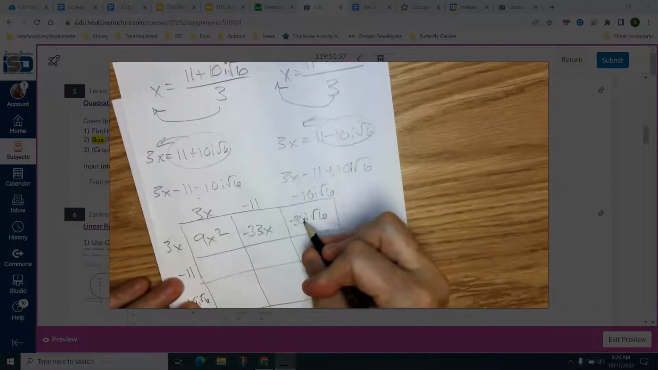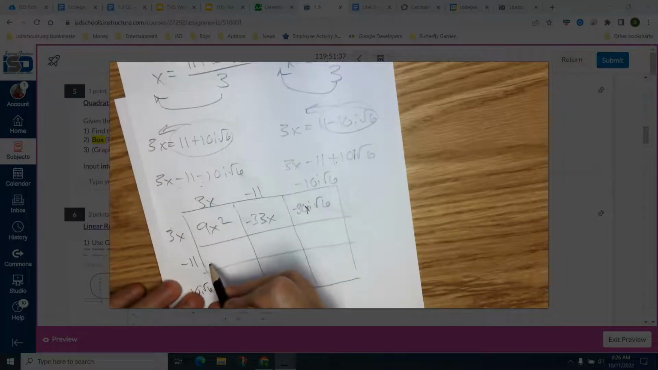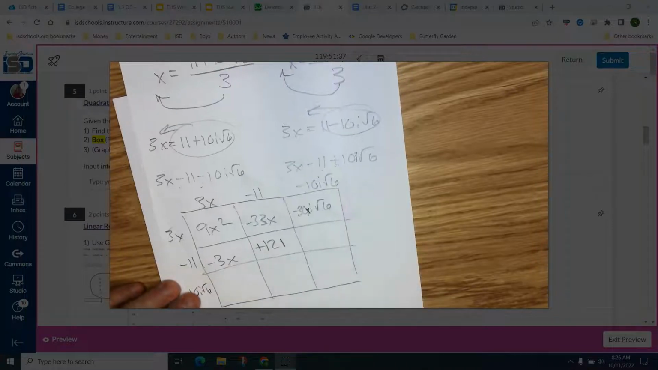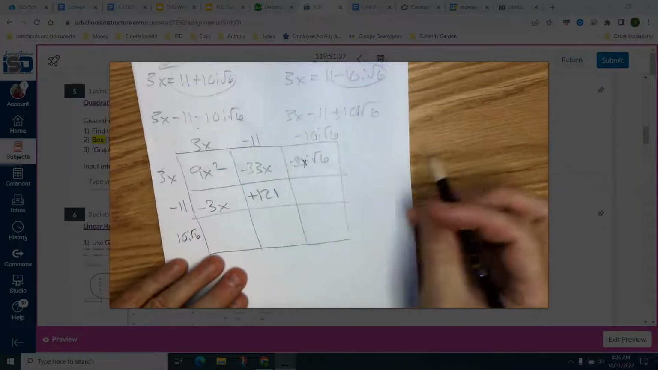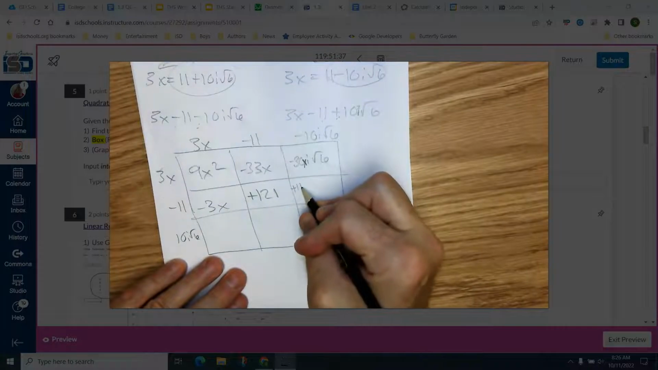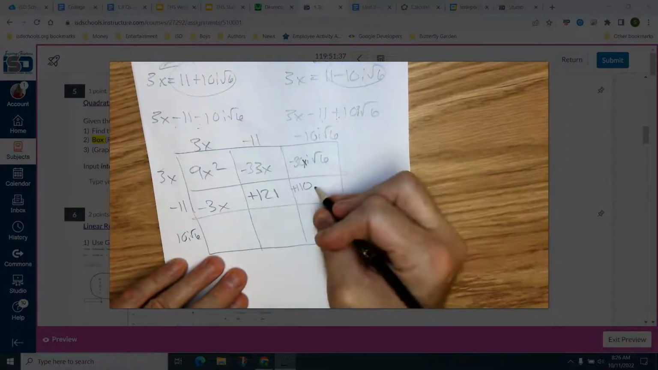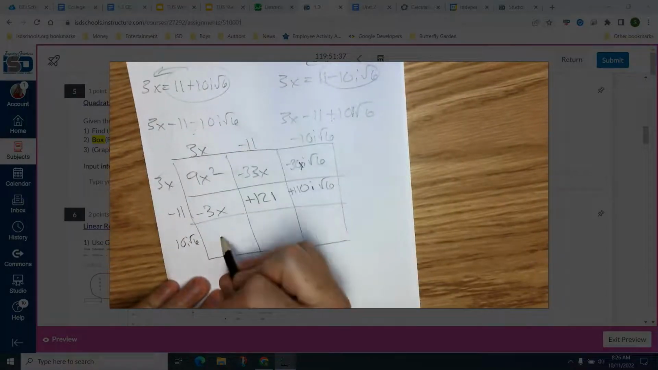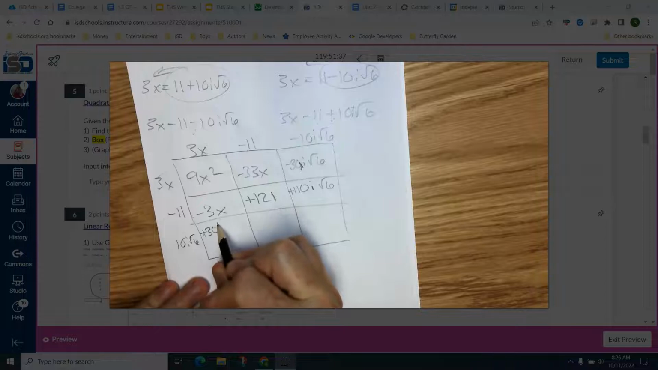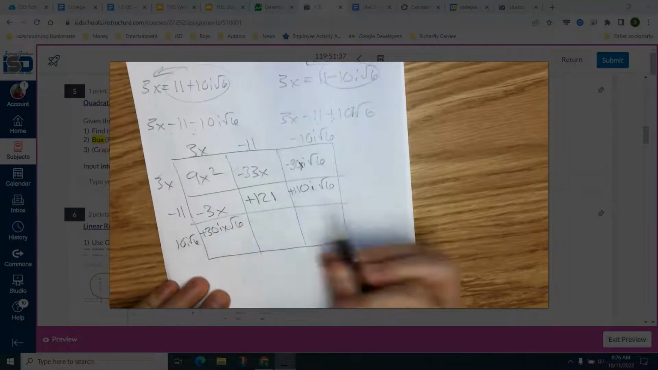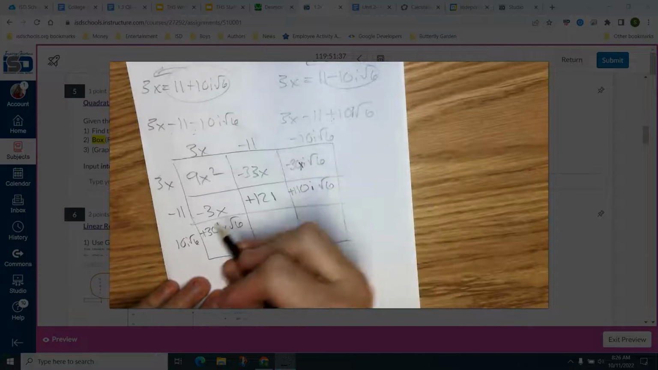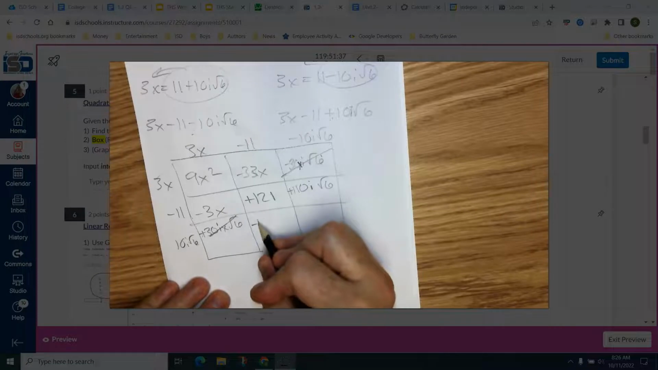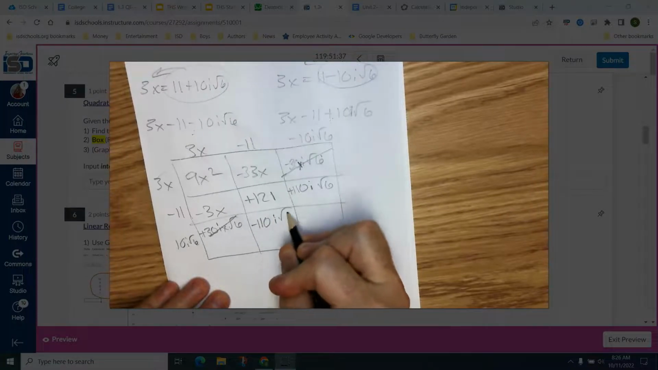Oops, 30x, the next in there. Then we have negative 33x, and I have 121, that's a positive 121, 11 times 11. Then I have a positive 110i radical 6. Then I'm going to have a positive 30ix radical 6, or xi, whichever. Positive, negative, they cancel. Then I have a negative 110i radical 6.